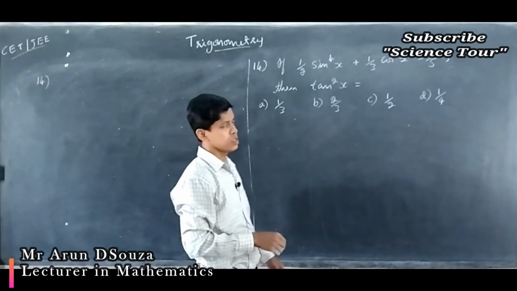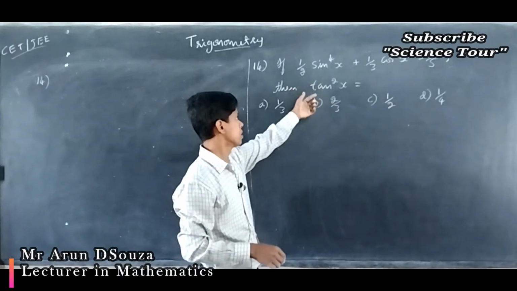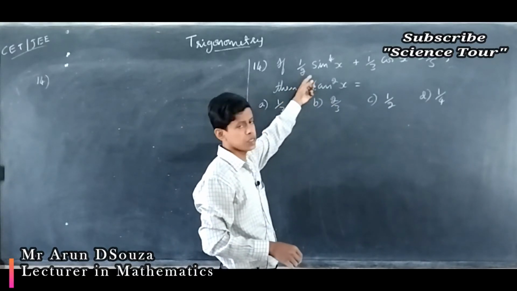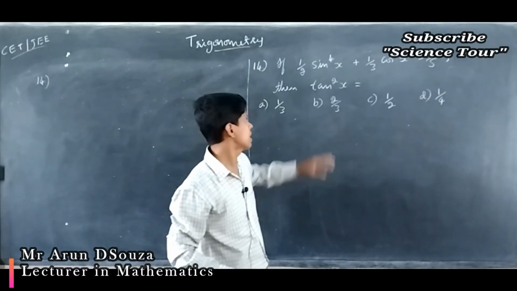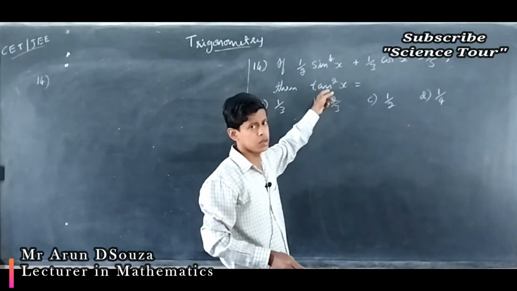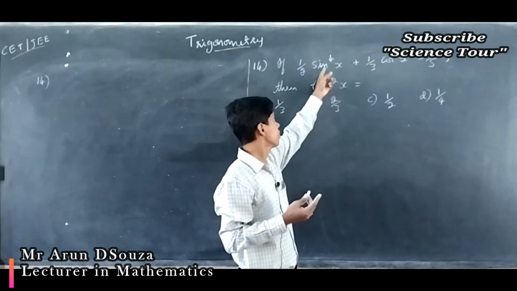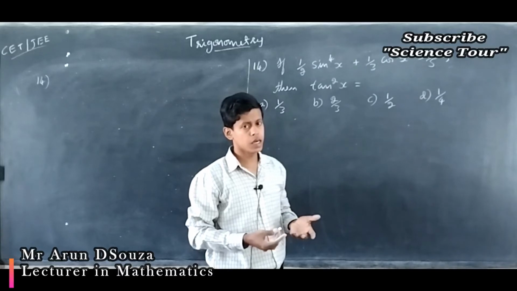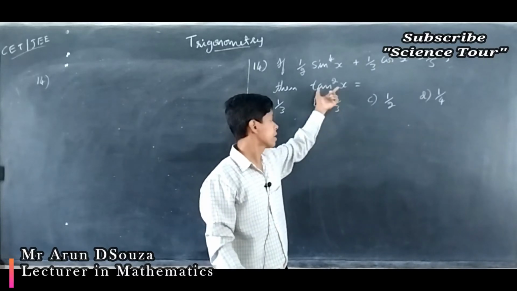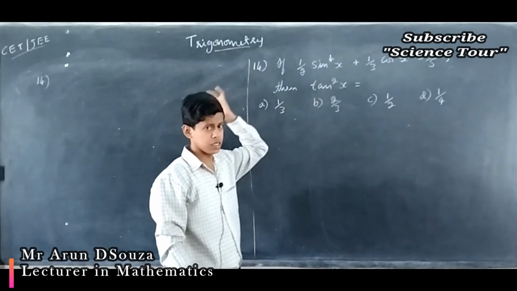Alright, so this is a JEE question. This is the given equation, get tan square. So if you need tan square, what we do here is convert everything in terms of tan. Then we'll get a quadratic equation, we'll factorize it, and we can get tan square. That's the idea here.